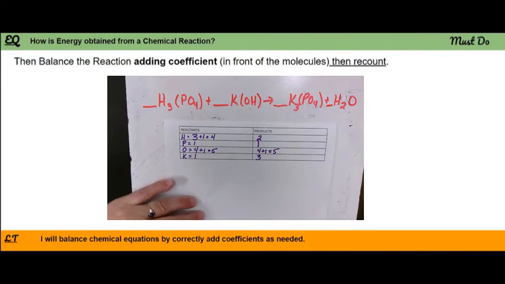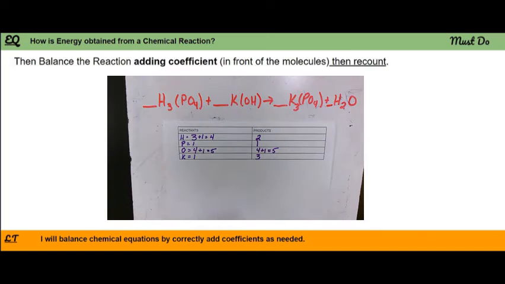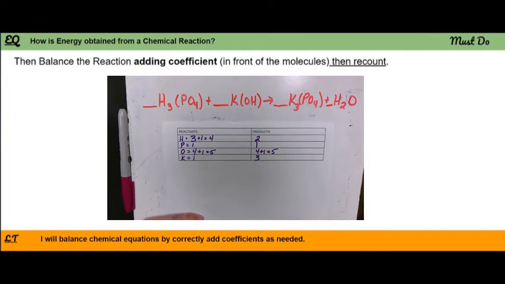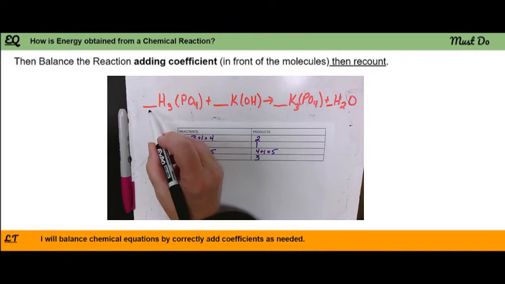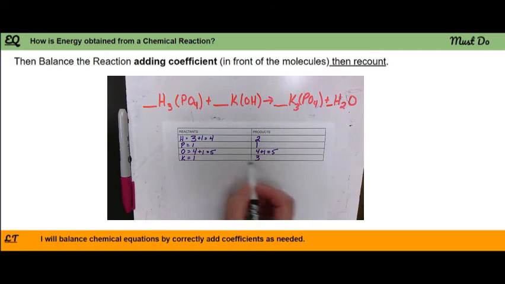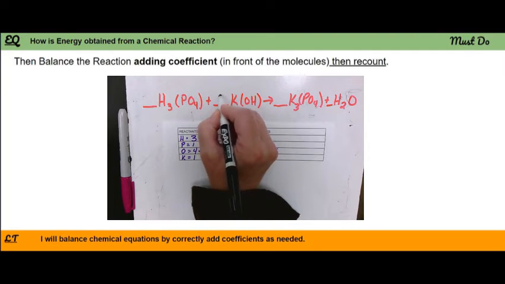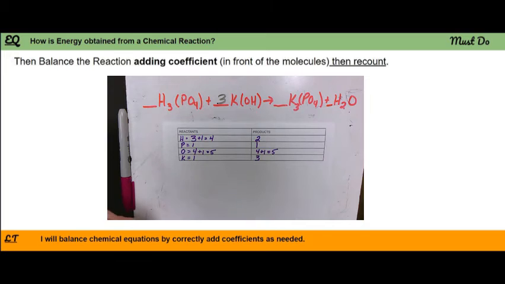So, second step is to balance the equation. So, what you need to do is add coefficients in front of the compounds. Okay? And remember, those little hints said start with the metal. So, K, or potassium, is my metal. Okay? And this side has 3, and this side has 1. So I'm going to add a 3 in front of the KOH.